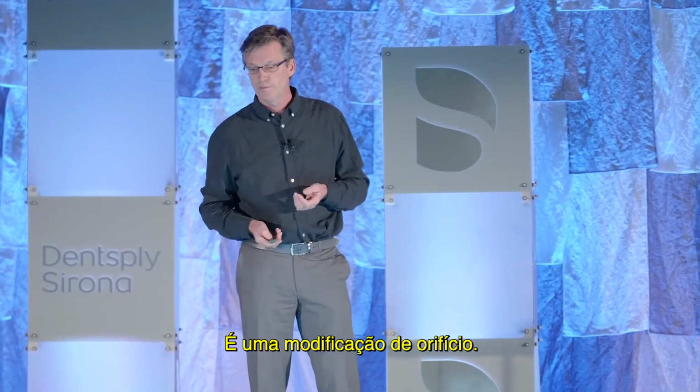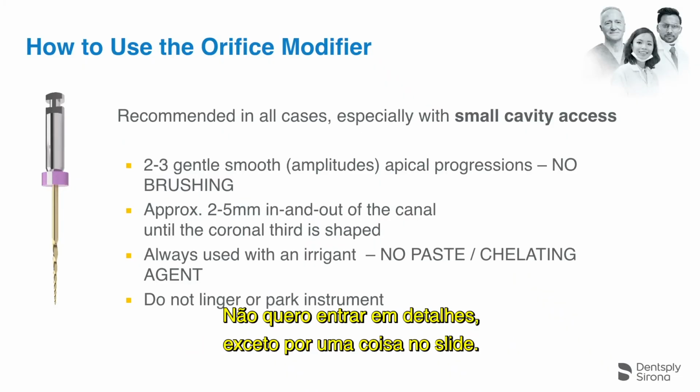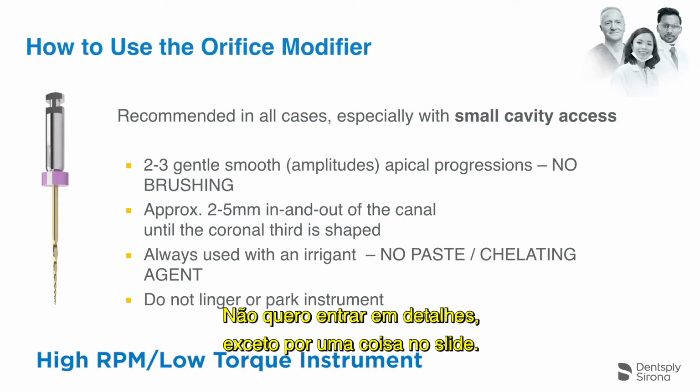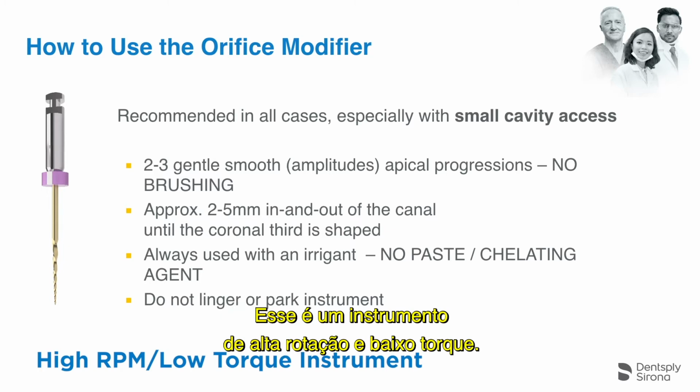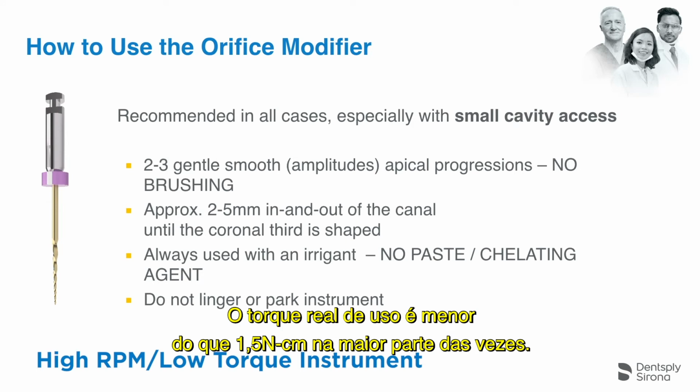This we call Orifice Modification. We should use this Orifice modifier every time, and I don't want to go into too many details here, except for one thing this slide gives me the opportunity. This is a high RPM, low torque instrument, RPM 500 for every TruNatomy file, torque 1.5 Newton centimeters for every one of these instruments. The actual usage torque is below 1 Newton centimeter for the most part, in lab conditions anyway.